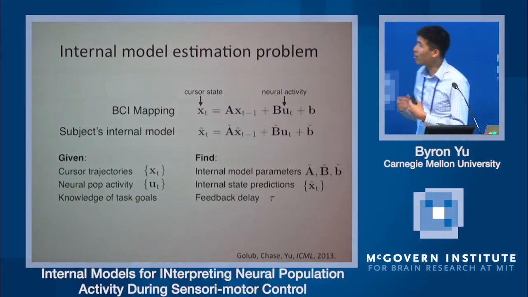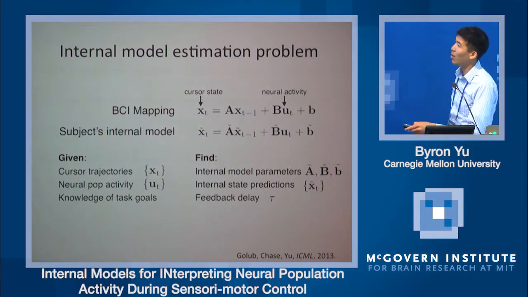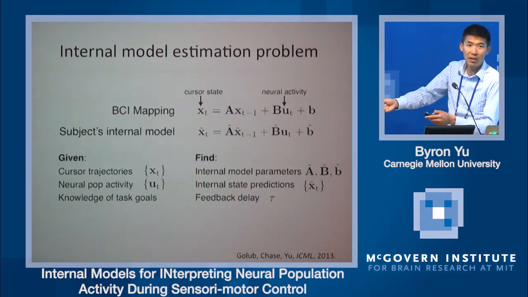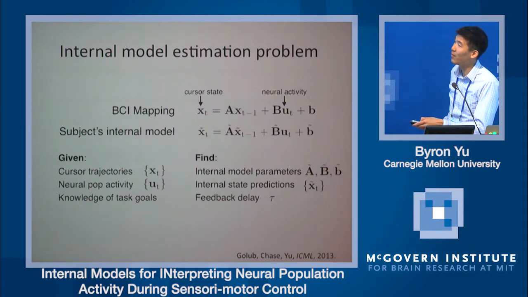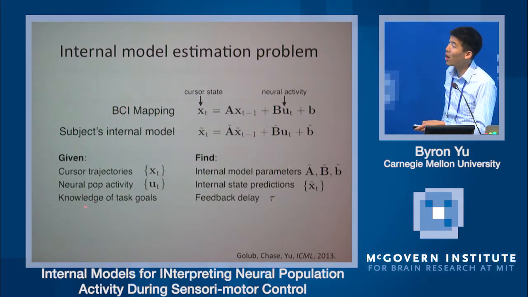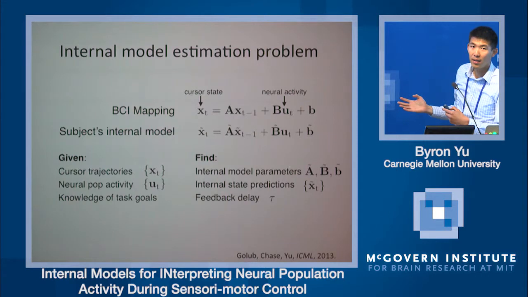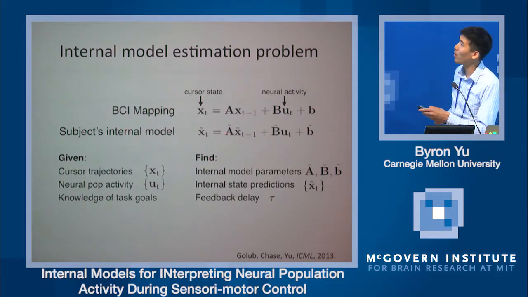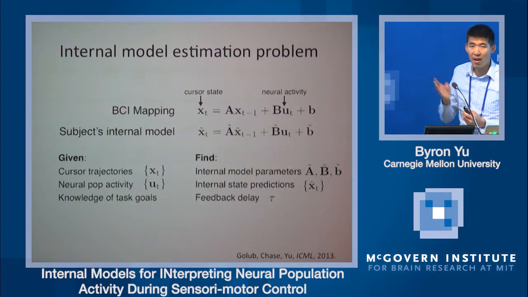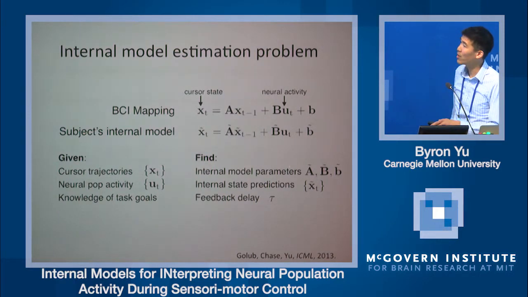Okay. So the internal model estimation problem can be succinctly stated as follows. What we can observe in the experiment are the cursor trajectories, right? This is what actually happened on the screen. The neural population activity that we recorded, this is the activity that was controlling the cursor. And then also knowledge of task goals, where was the target? And what we seek to find are the parameters of the internal model, A tilde, B tilde, and little b tilde. Also, the internal state predictions, every moment in time: where did the animal think the cursor was? This is the X tilde variables. And also the visual feedback delay, which we call tau.